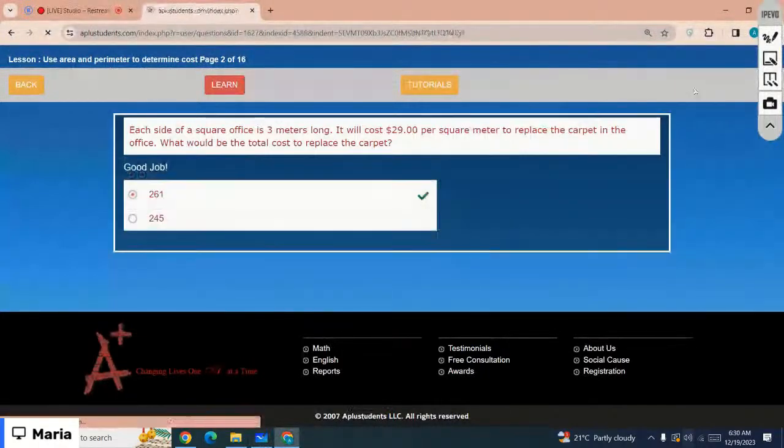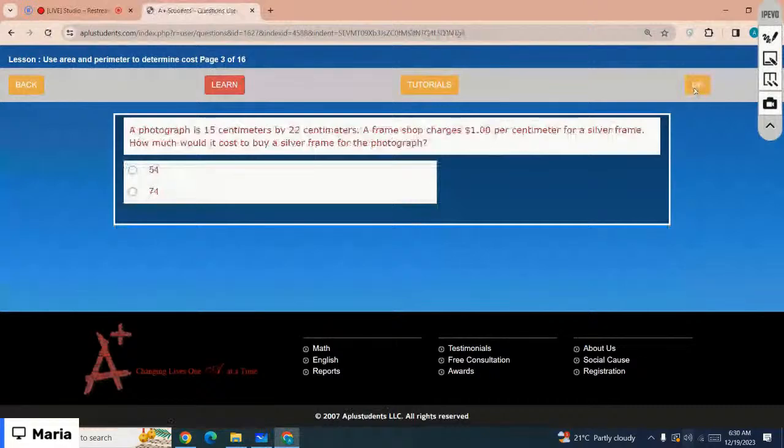Okay. The next one is a photograph that is 15 by 22 centimeters. A frame shop charges $1 per centimeter for a silver frame. How much would it cost to buy a silver frame for the photograph? Okay, what do you have to calculate for this one? The area or the perimeter?